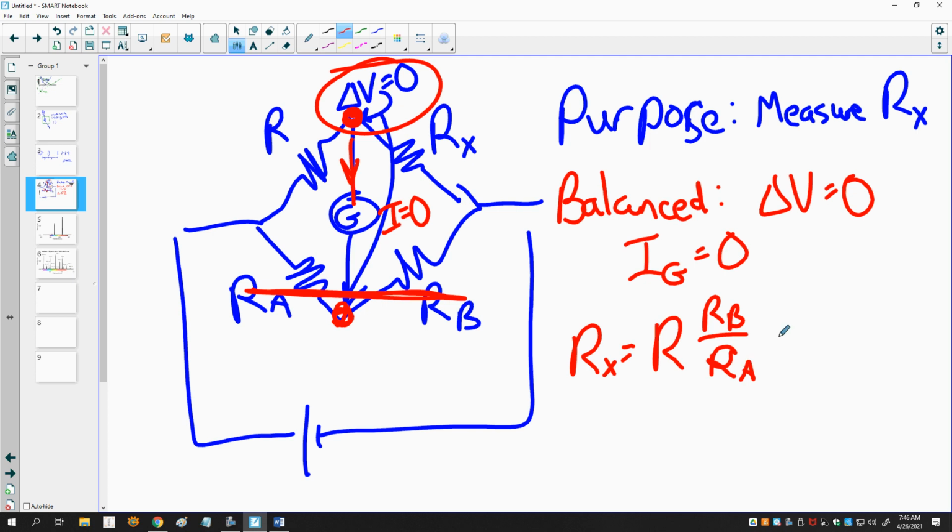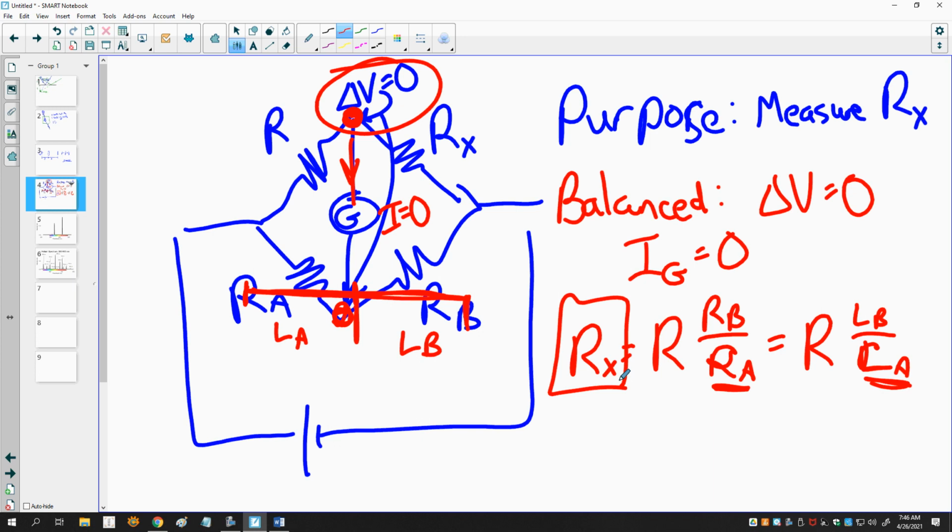We also said that this is equal to R times LB over LA, where LB and LA referred to the length of the wire. This would be LB and this would be LA on your slide wire. The length, how you split that slide wire into 2 pieces, and what is the length? So given these resistances for RB and RA, or the lengths LB and LA, be able to solve for what is the unknown resistance.